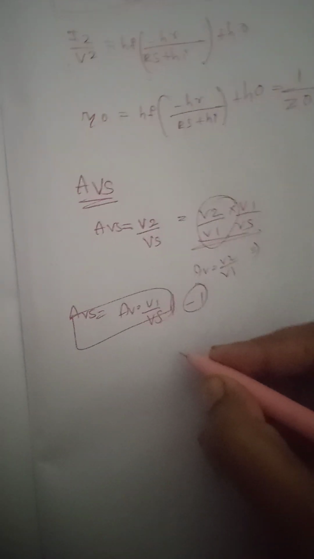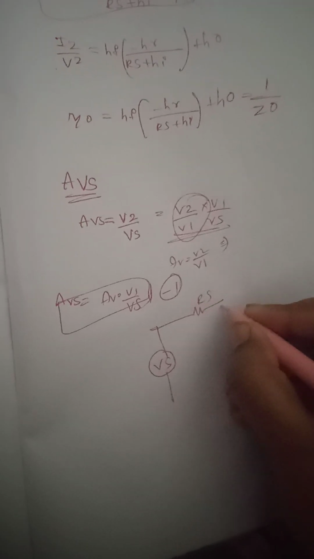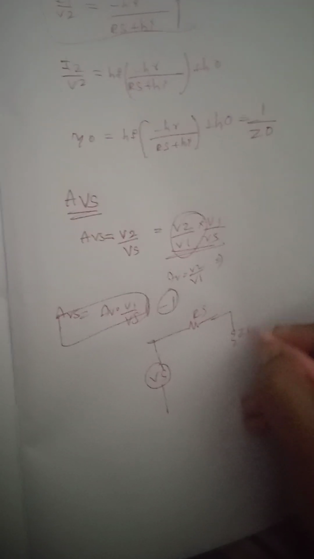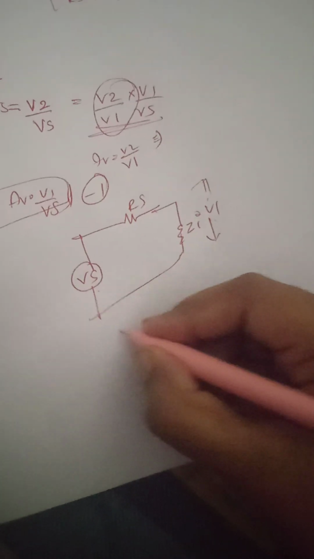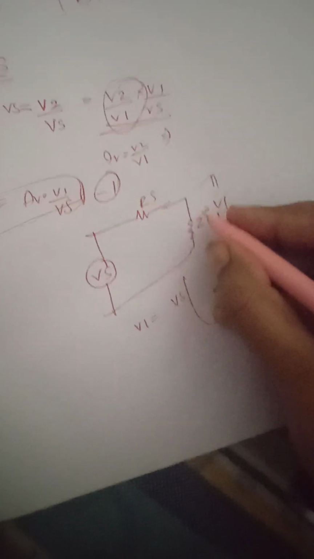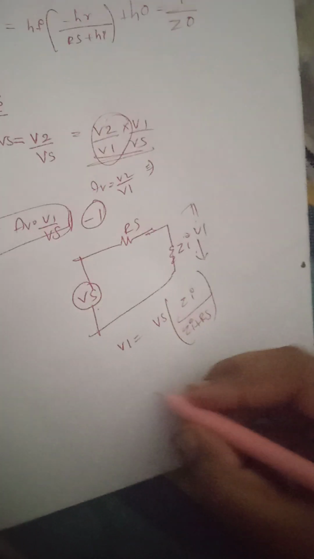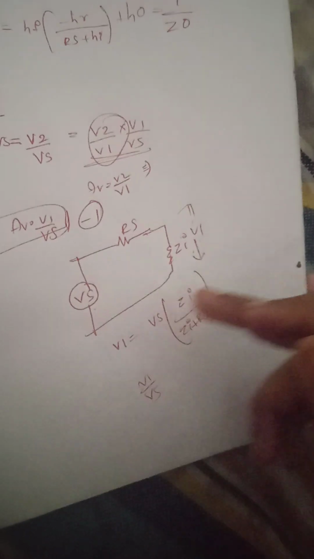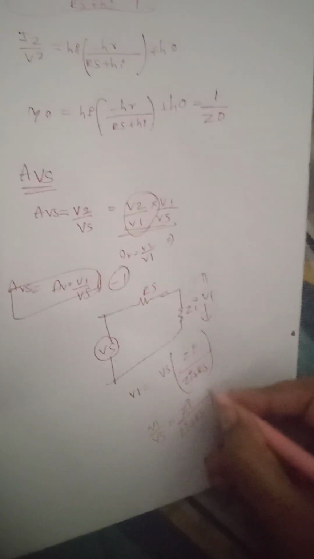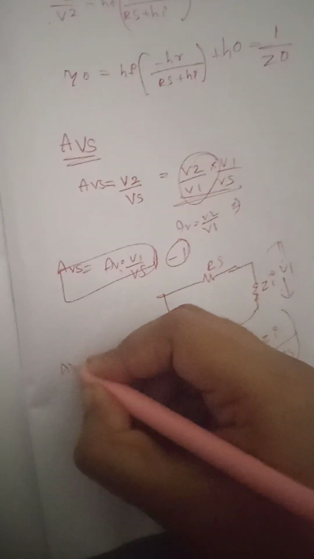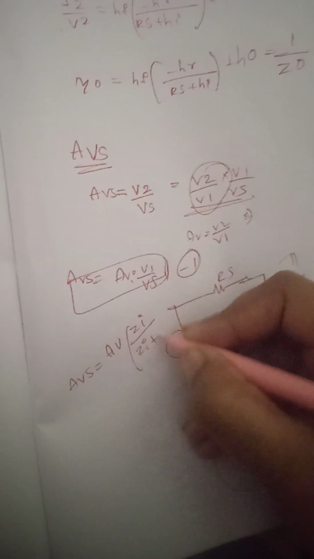And now let us consider a diagram. Here we have voltage Vs and here we have resistance Rs. Here we have input impedance and here we have voltage V1. From this diagram we can write V1 is equal to Vs into Zi by Zi plus Rs. From here V1 by Vs, take that side, it will come into the denominator, is equal to Zi by Zi plus Rs. Substitute V1 by Vs here. So AVS is equal to AV into Zi by Zi plus Rs.